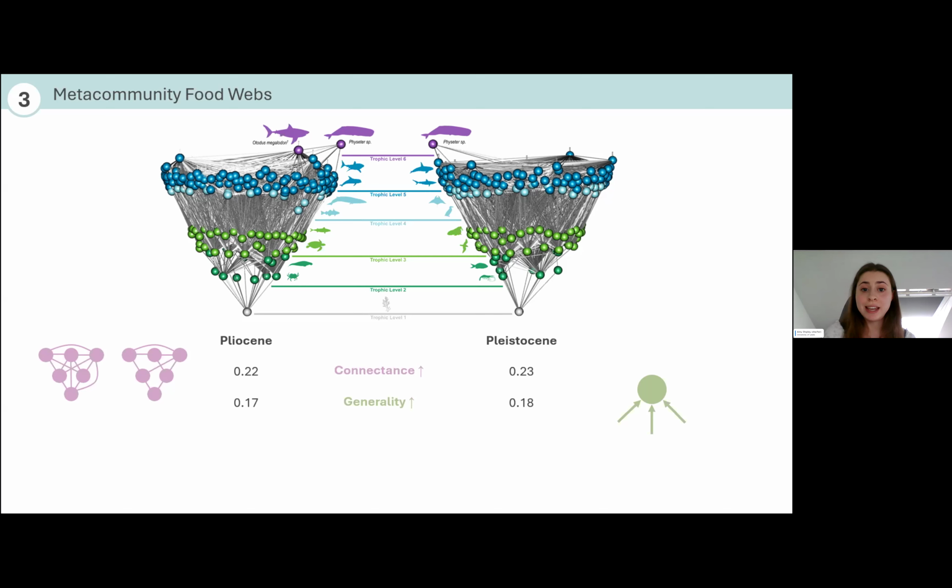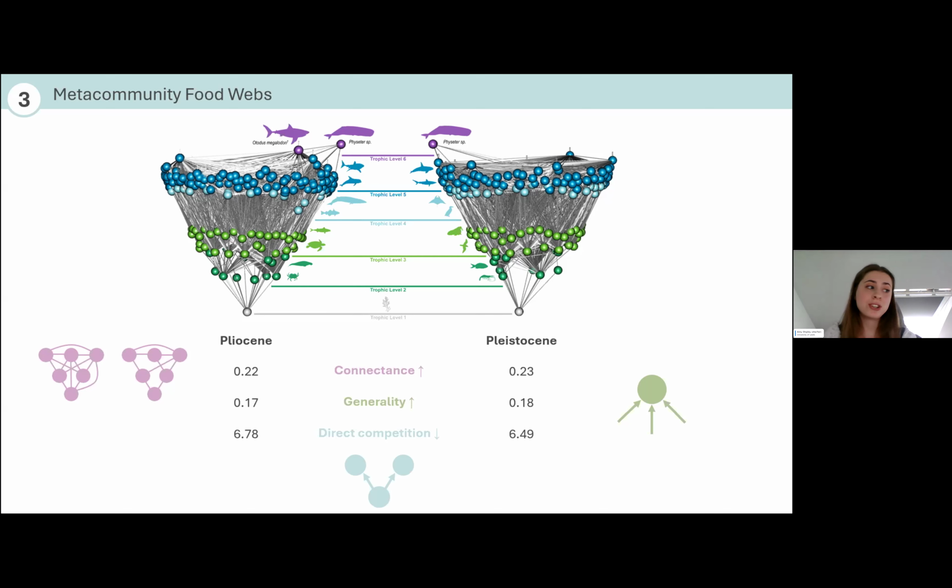And similarly with generality, there is an increase in generality. So there are more generalists post-extinction than there were pre-extinction. And these two things can go kind of hand in hand, because when you get more generalists, you will have more feeding interactions. So therefore, you will inherently have an increase in connectance.